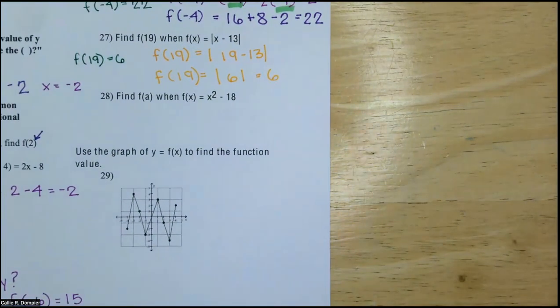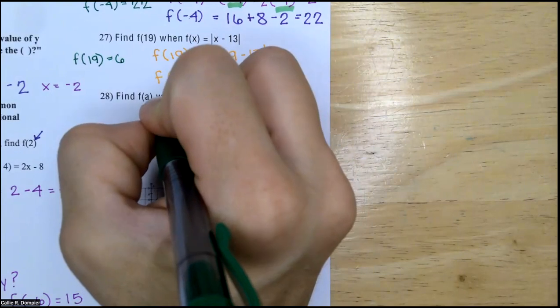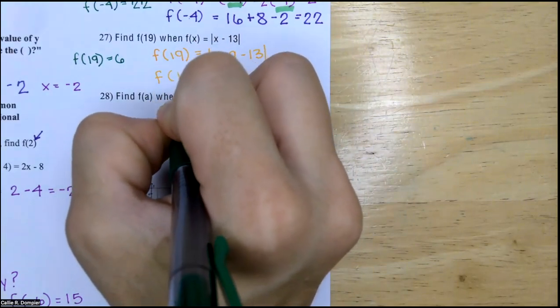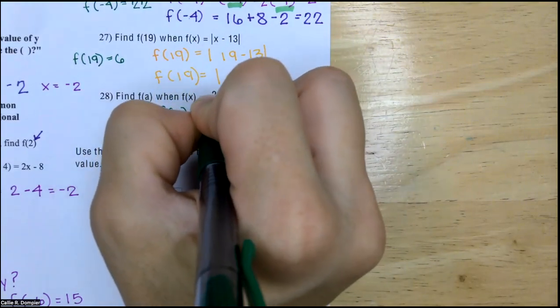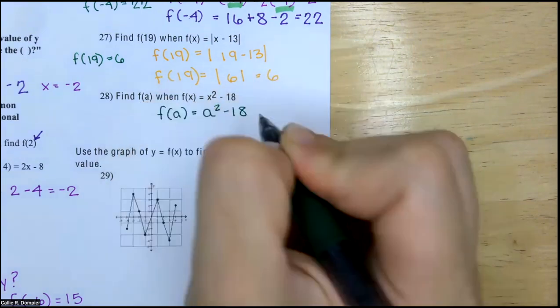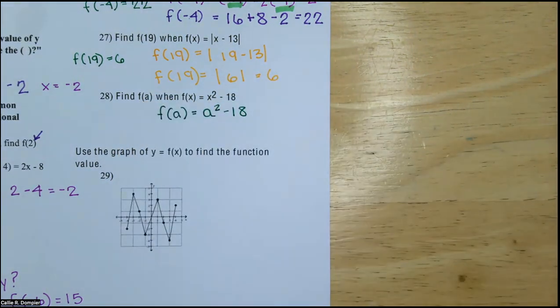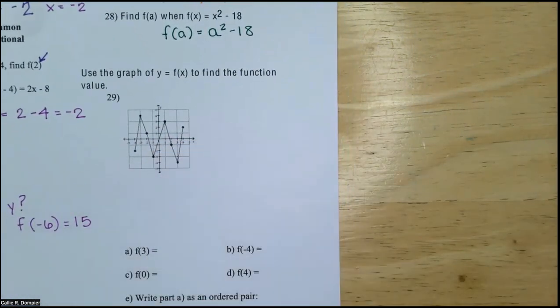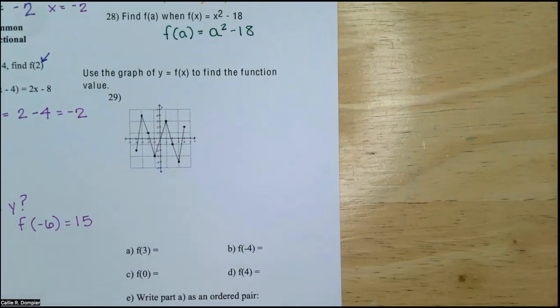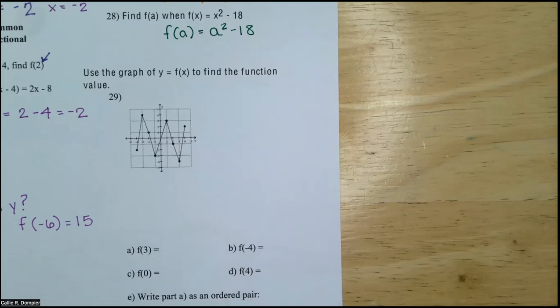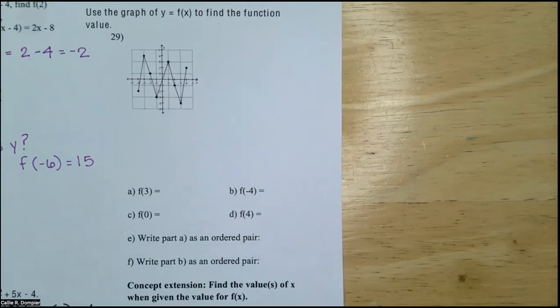Good. Find f of a when f of x equals x squared minus 18. All you can do here is, now it's a. So instead of x squared, it's a squared minus 18. Use the graph of y equals f of x to find the function value. Sounds confusing. Don't worry. Okay.